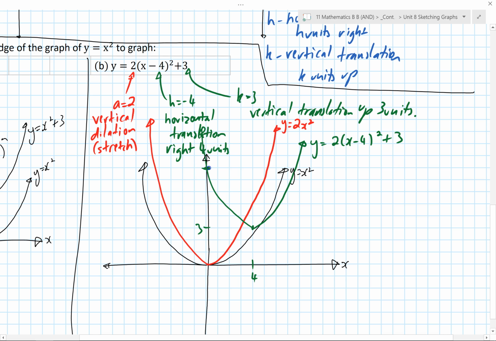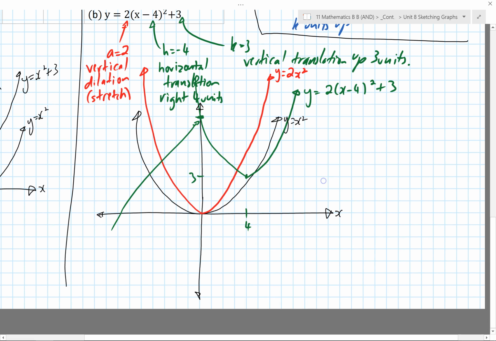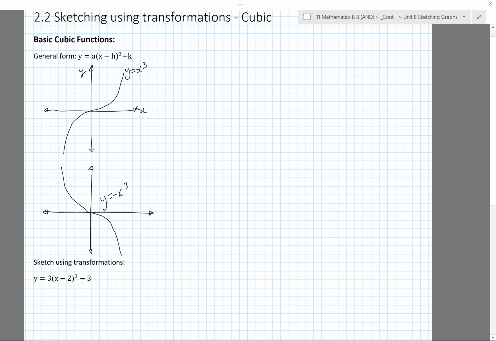Probably a good idea to get into thinking about what's the coordinate of this intercept. Okay, you could find this by substituting in x equals 0. 2(0 minus 4) squared plus 3. 2 times minus 4 squared plus 3, you'll get something like 35. Okay, so you can mark on here that this is actually 35, and you can feel good about that.